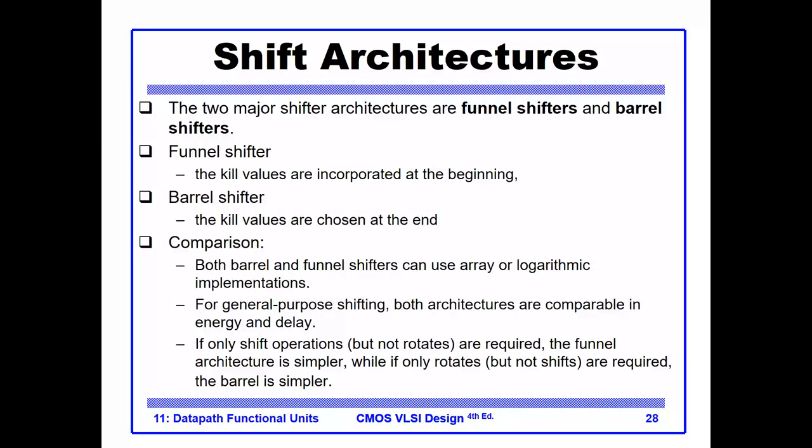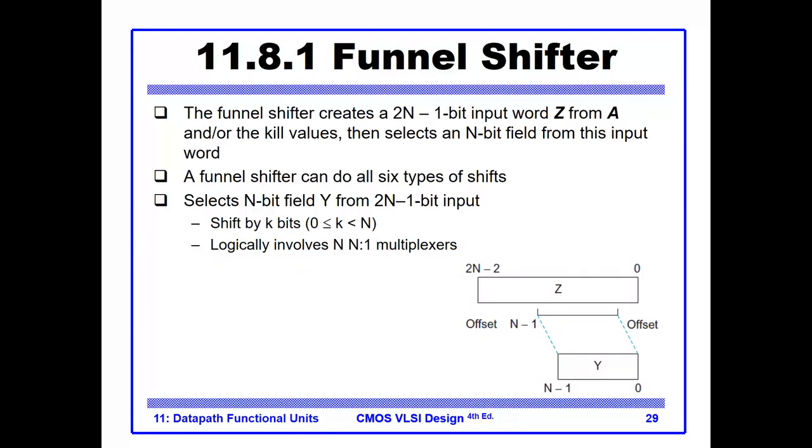And we will start on the funnel shifter. The funnel shifter, which is one of the architectures of the shifter, depends on creating an intermediate layer. So the very first step is that we create this layer, which we call the Z layer. This Z layer consists of 2 to the n minus 1 bits. Then we select n bits of this window, and those n bits are my output Y.